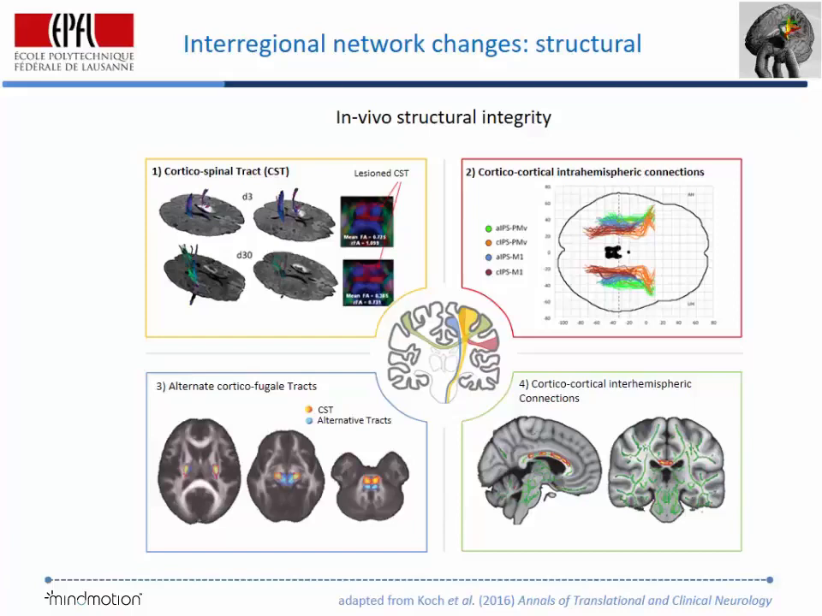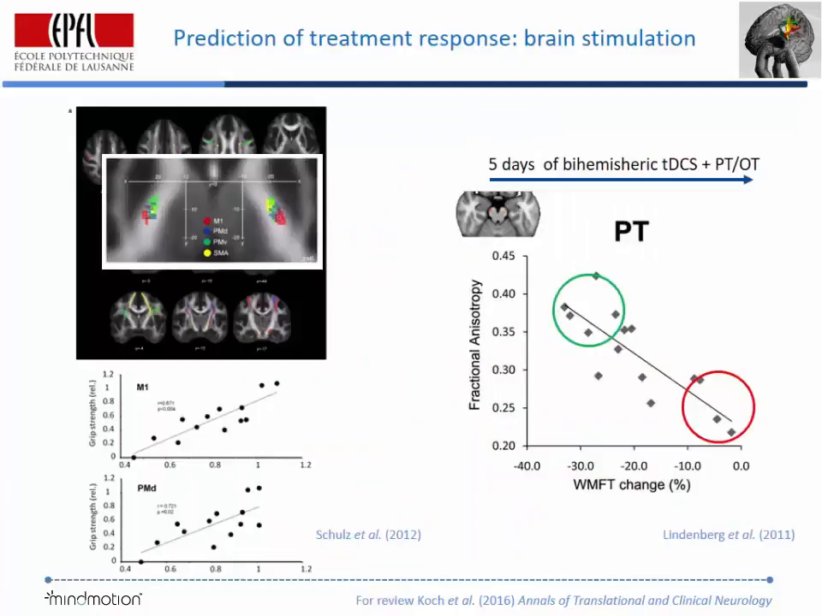and try to figure out if it might help us to stratify the patients into certain groups of treatment and groups of expected outcome from the treatment. There are first attempts made, and this is work from Robert Lindenberg and colleagues. What they basically did was use 5 days of bihemispheric anodal tDCS. So the lesioned hemisphere was upregulated with the anodal tDCS and the non-lesioned hemisphere downregulated.